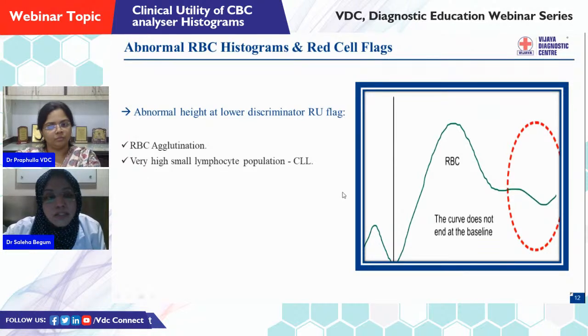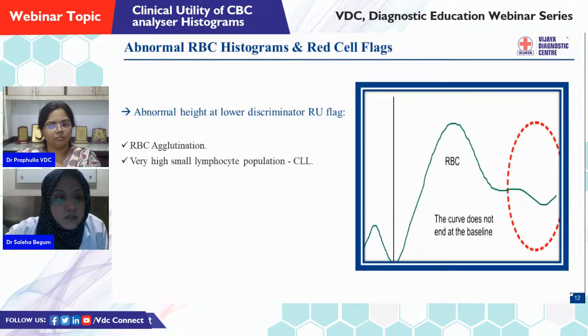So the reason for such a graph will be RBC agglutination, where many RBCs are clumped together, and they become larger size particles, and that's how they are represented at the upper end of the graph.